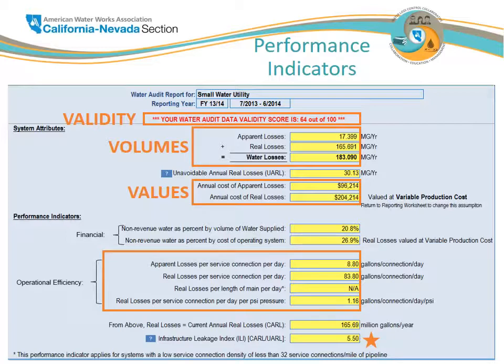Lastly, with that star down below is the ILI, one of our favorite performance indicators that compares your current annual real losses to that technical minimum of real losses, giving you a well-grounded understanding of where your performance is relative to that technical baseline.